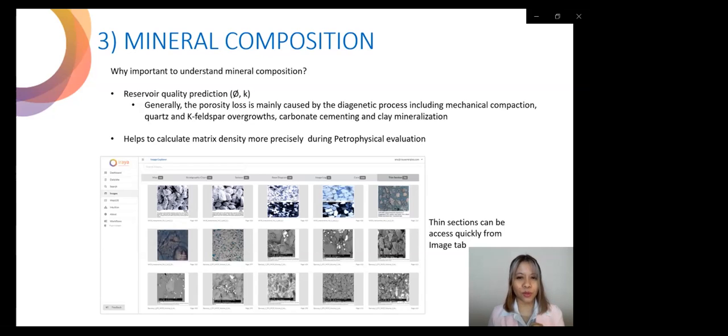Second, it helps to calculate matrix density more precisely during petrophysical evaluation. So similar to the image for the stratigraphic chart, we can also assess the thin section images quickly from the image tab in ElasticDocs.